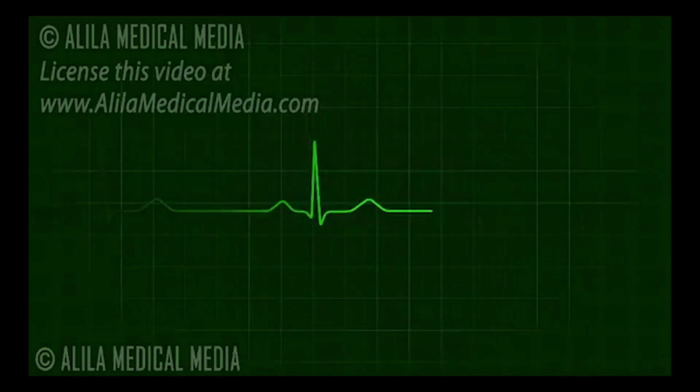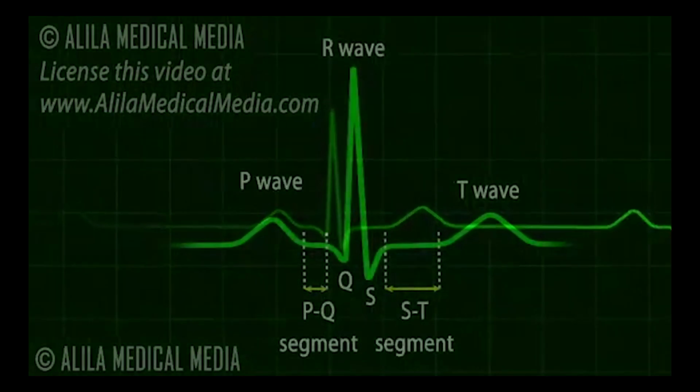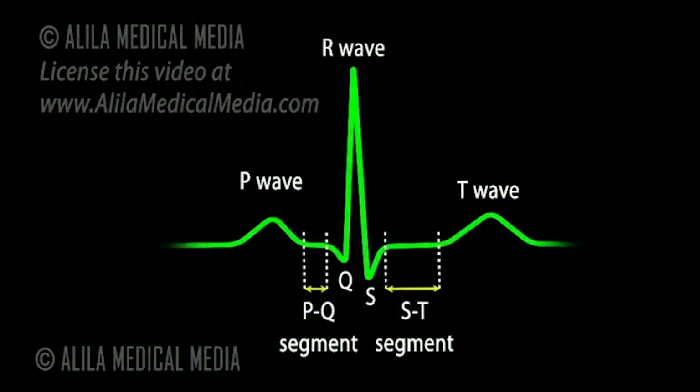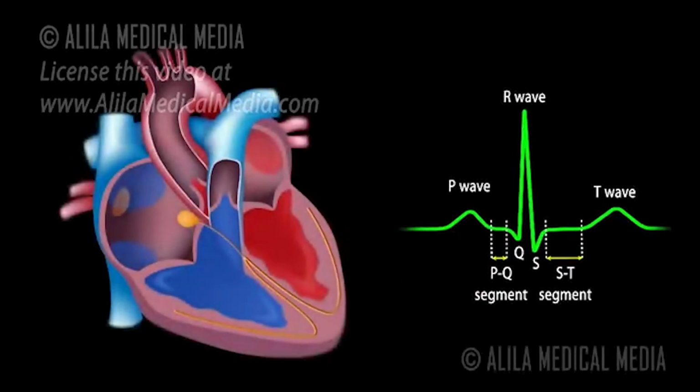Electrical activities of the heart can be recorded in the form of an electrocardiogram, ECG, or EKG. An ECG is a composite recording of all the action potentials produced by the nodes and the cells of the myocardium. Each wave or segment of the ECG corresponds to a certain event of the cardiac electrical cycle.